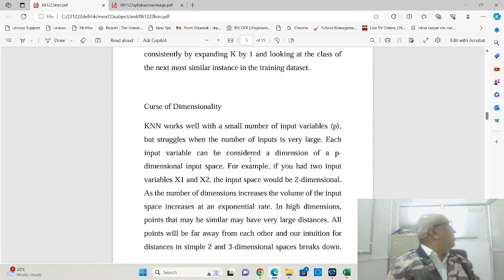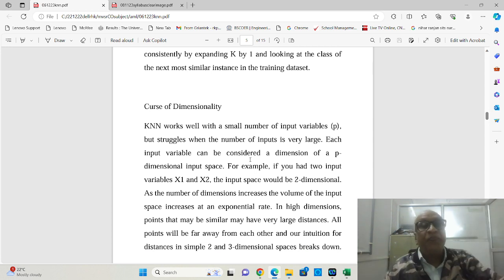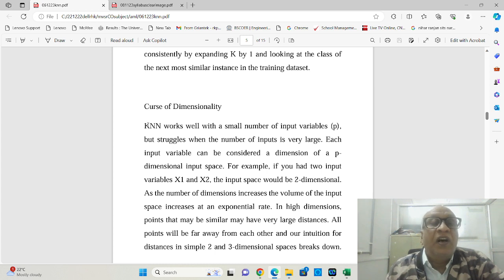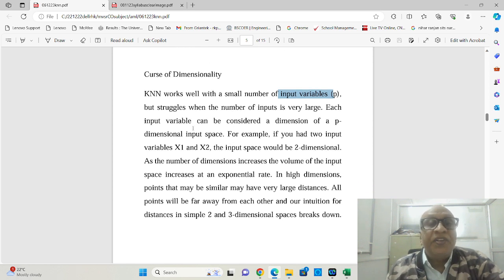There is one term called the curse of dimensionality. What it indicates is K nearest neighbor works well if the number of input variables is small. But if the number of input variables increases, KNN will falter. Each input variable you consider as a dimension. So suppose you have two input variables, it's a two-dimensional space. As the input variables increase, the dimensions increase.